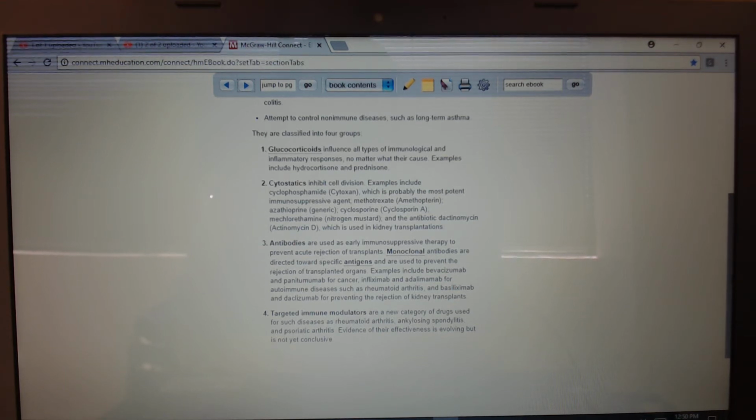Cytostatics inhibit cell division. Examples include cyclophosphamide, which is Cytoxan, probably the most potent immunosuppressive agent. Methotrexate, which is amethopterin. Azathioprine, which is generic. Cyclosporine, which is cyclosporin A. Mechlorethamine, nitrogen mustard, and the antibiotic actinomycin D, which is used in kidney transplantation.